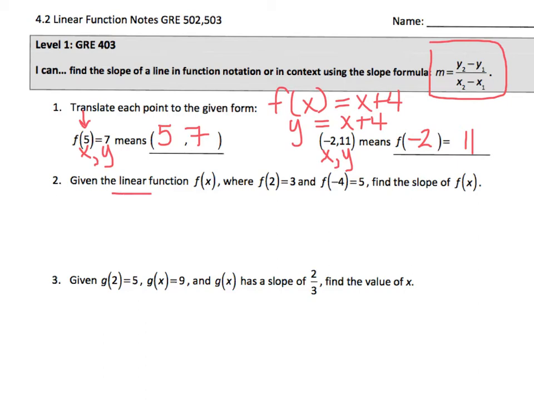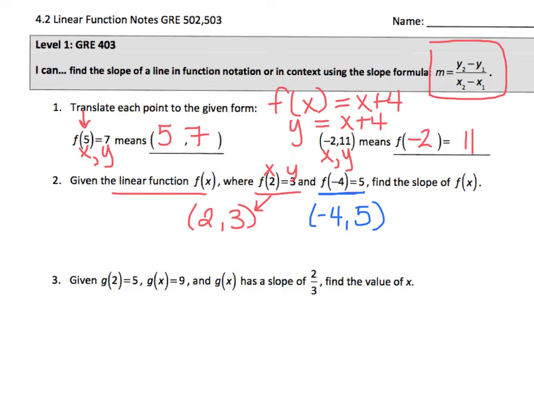So given the linear function f of x, where f at 2 equals 3 and f at negative 4 equals 5, find the slope. So in this first point, I'm going to write it in red. The 2 is going to be the x, the 3 is going to be the y. So the point is 2, 3. In the other function, f at negative 4 equals 5, the x value is negative 4 and the y value is 5. So from there, I'm going to find the slope.